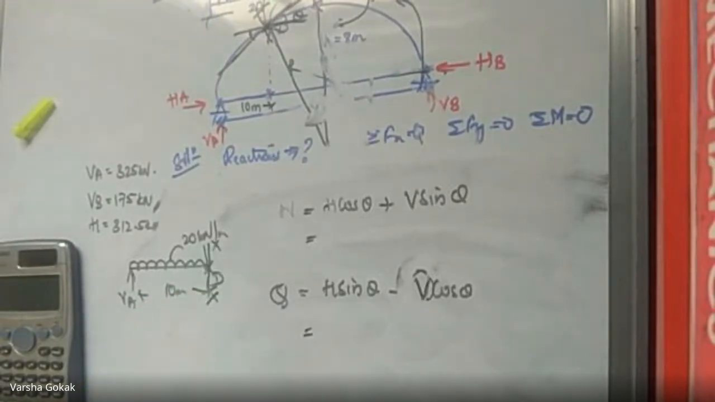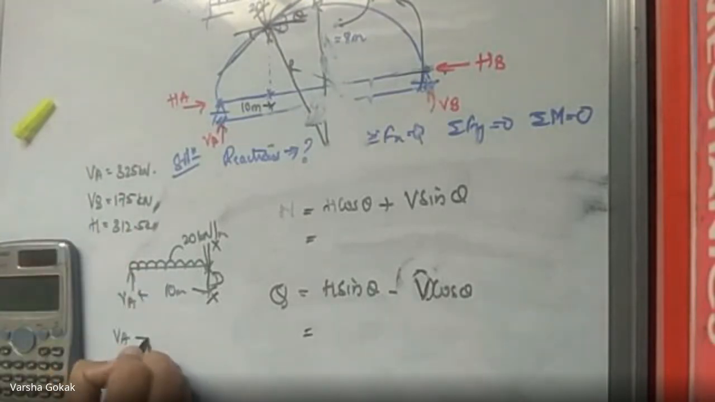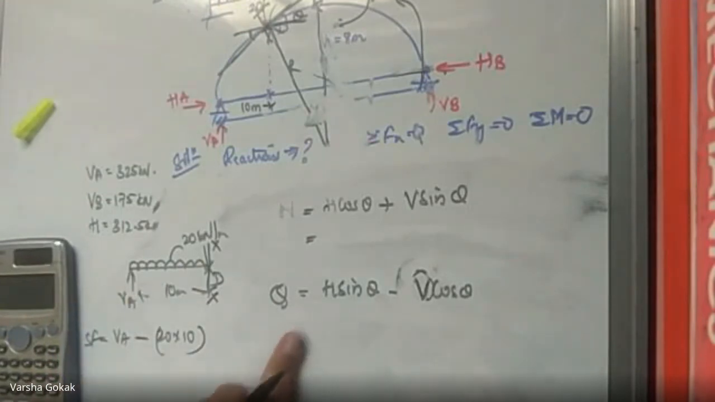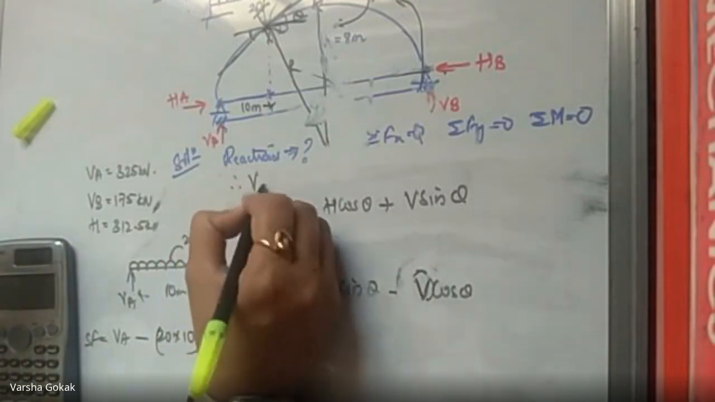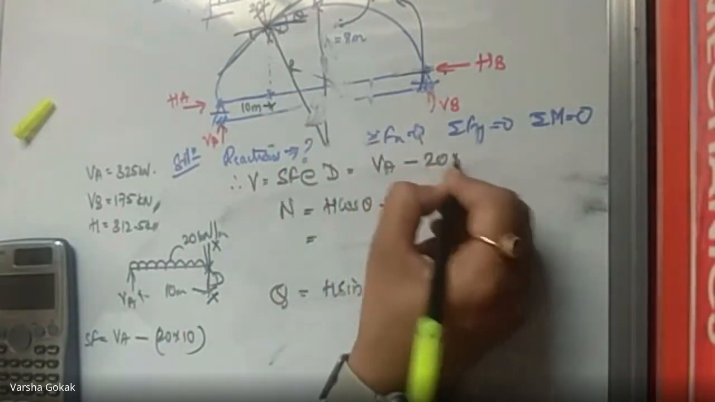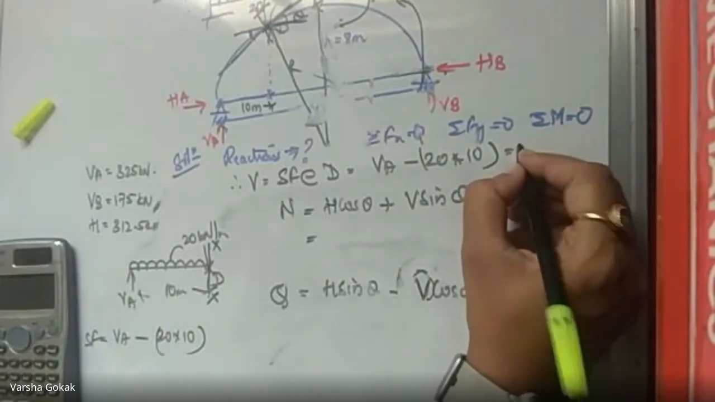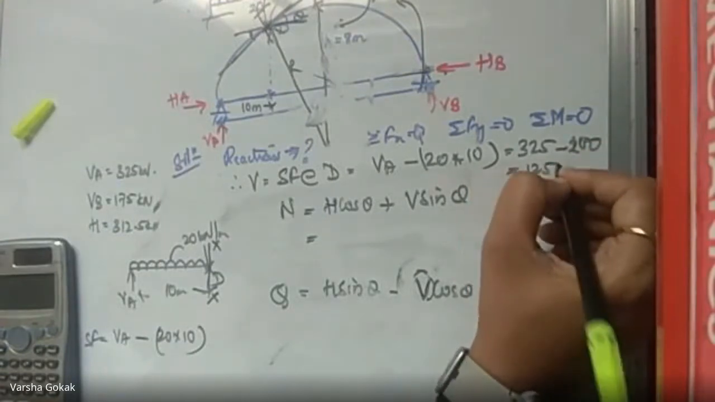Say this is section XX. So shear force at D is going to be the summation of all the forces on one side. That is, VA will be first positive, upward, then minus, this is coming down, that is 20 into 10 because it's UDL, W into L. That is going to be the value of shear force at point D. Therefore, V would be the shear force at D, that is VA minus 20 into 10. VA value is 325 minus 200. So I'll have a value of 125 kilonewton.